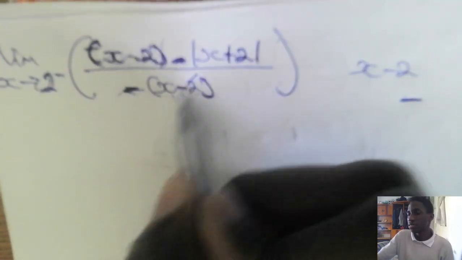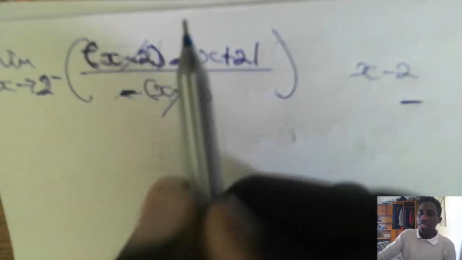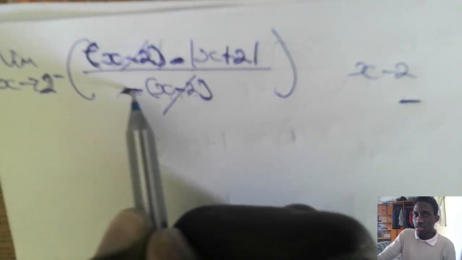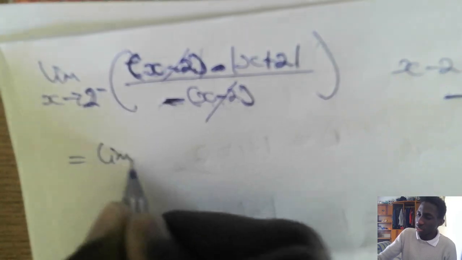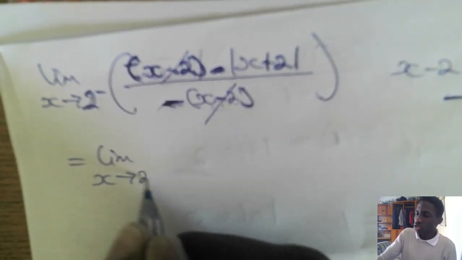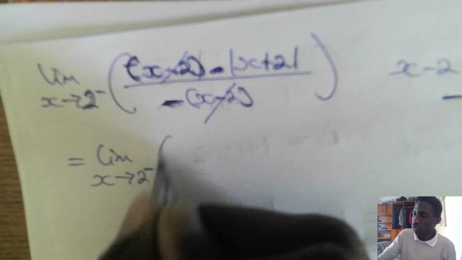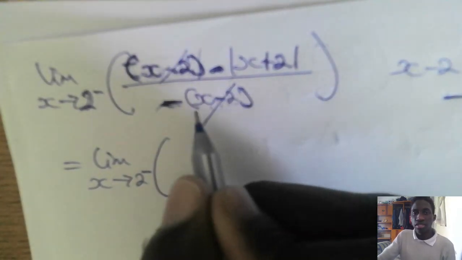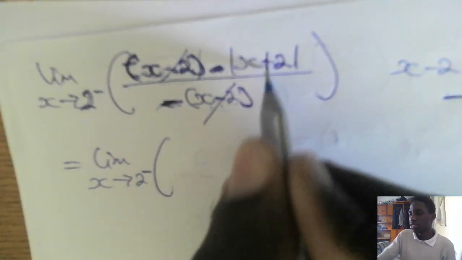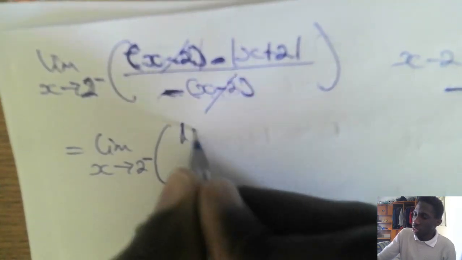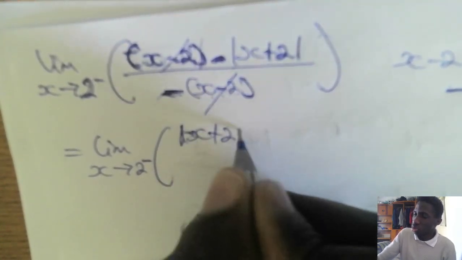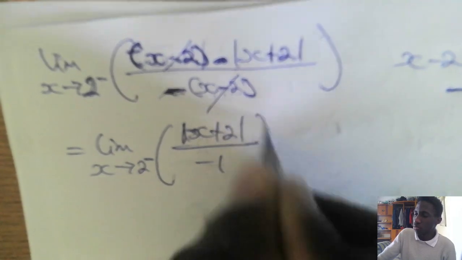Now I can cancel. And as I cancel, I take note of the negative sign here. So what do I have? I have the limit as x approaches 2 from the left of, let's go gradually, absolute value of x plus 2 divided by negative 1.